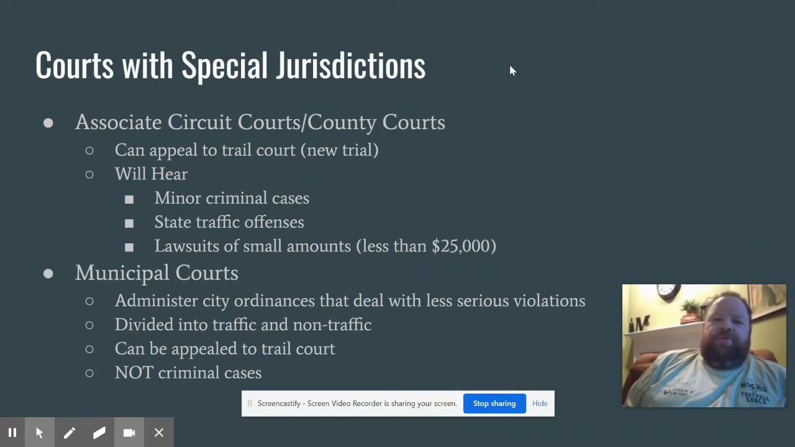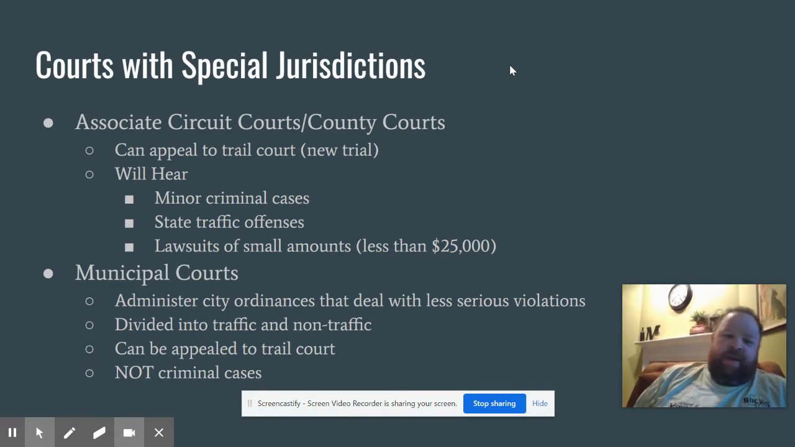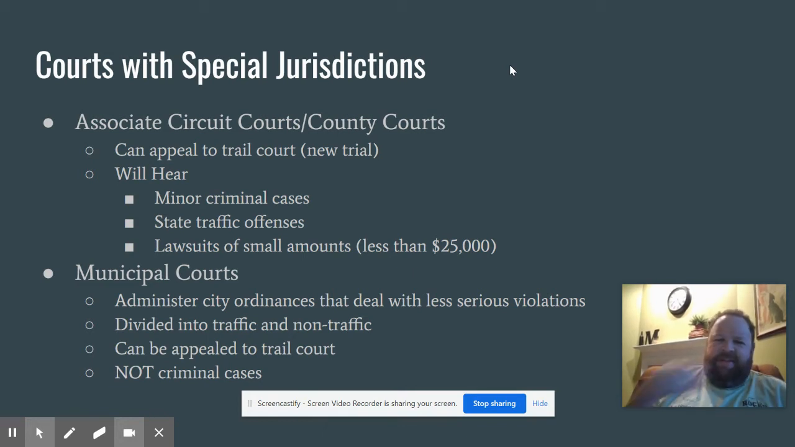Then we have a few courts that have special jurisdiction. One of those are the county courts, also known as associate circuit courts. These can appeal, like we just discussed, to the trial court. So if something happens, the next level will be trial court and then appellate court and so on. County courts hear final criminal cases. They deal with state traffic offenses. And they also can determine lawsuits of smaller amounts, which are 25,000 or less.